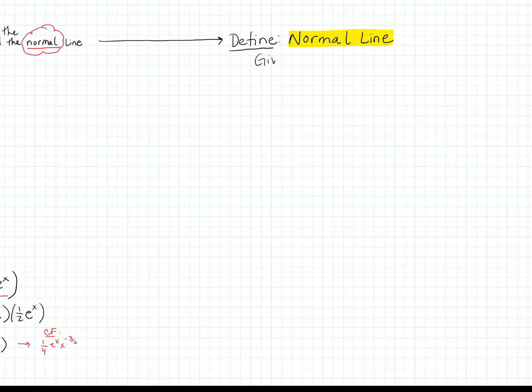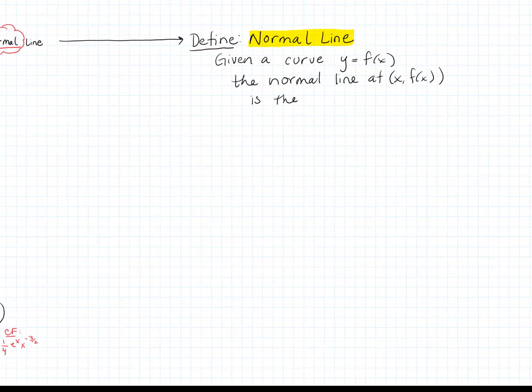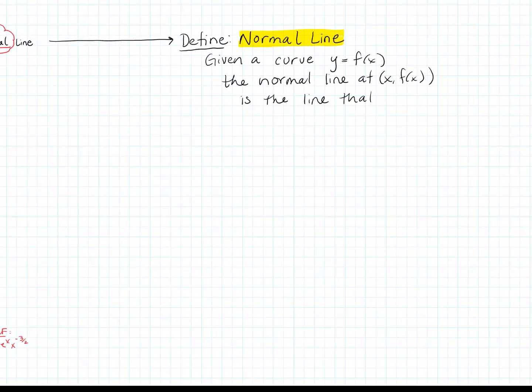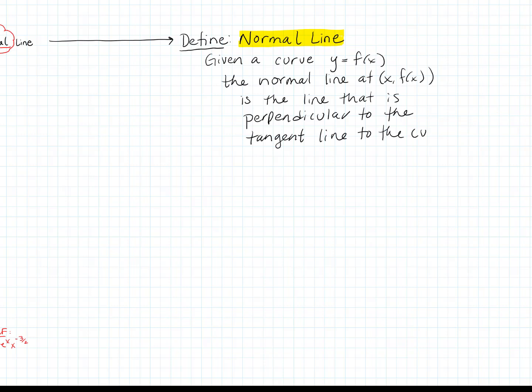So given a curve y equals f of x, at a point, the normal line at a point x, f of x, is the line that is perpendicular to the tangent line to the curve y equals f of x at the point x, f of x.